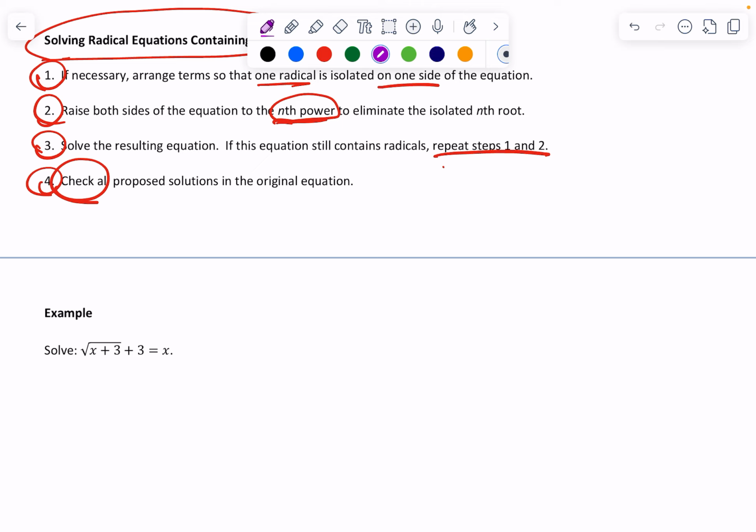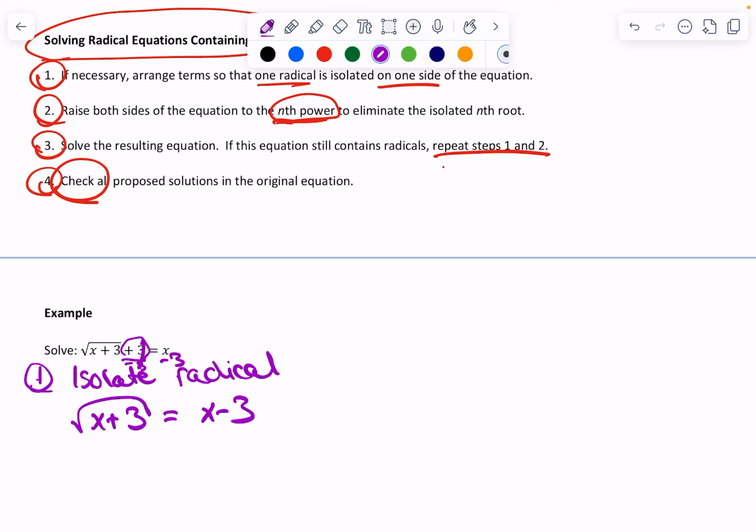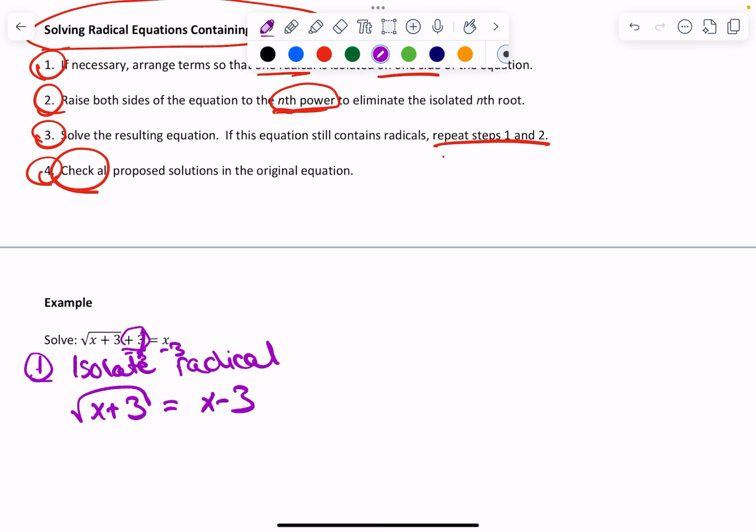So step number 1, isolate the radical. So what we want to do is move this plus 3 by subtracting 3 from both sides. So square root of x plus 3, the 3's cancel out, and we get x minus 3. That is how we isolate it. Now the radical is on one side and everything else is on the other side.